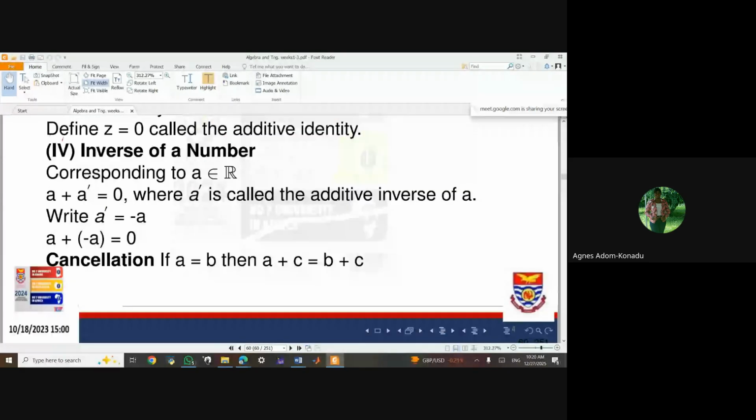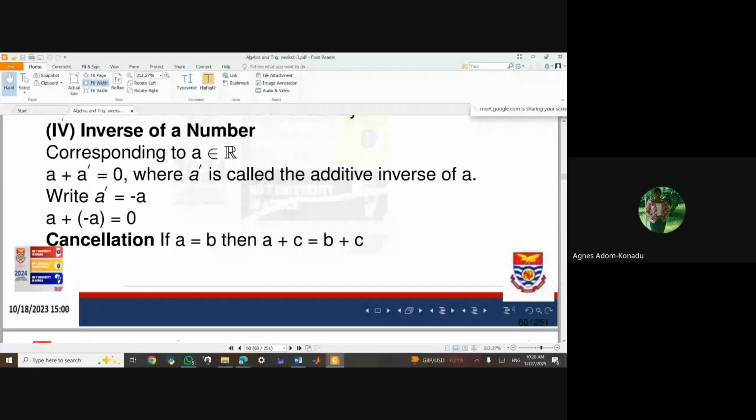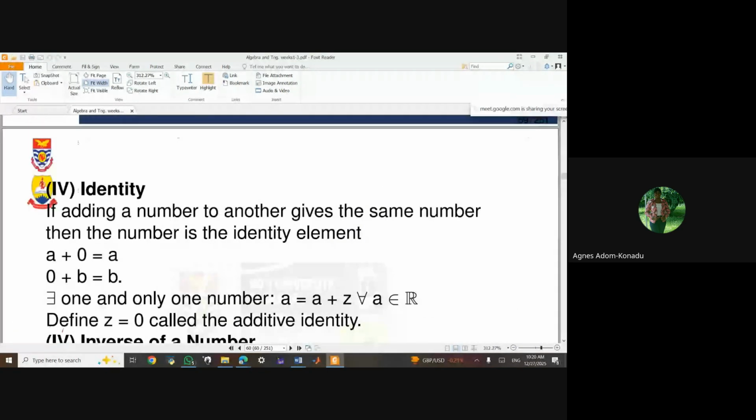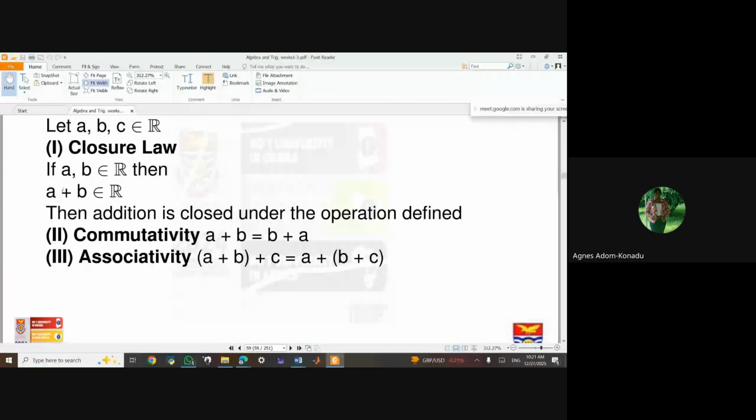So if A is equal to B, then A plus C is equal to B plus C. Okay, so we are talking about cancellation. So this is cancellation. If I have A plus C is equal to B plus C, then A is equal to B. So that's the cancellation. So these are the properties under addition.